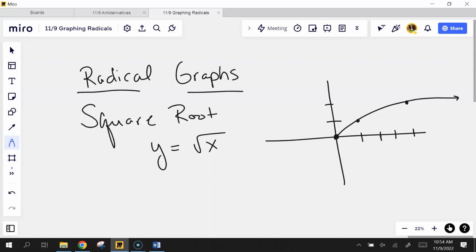So looking here, what is your domain of the parent graph? 0 to infinity. Is the 0 included or excluded? Included, because that is a solid dot right there. How about the range here? 0 to infinity. The lowest it goes is 0, and then it goes up forever.